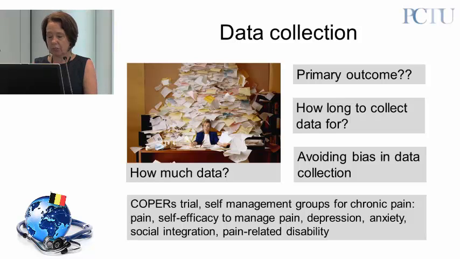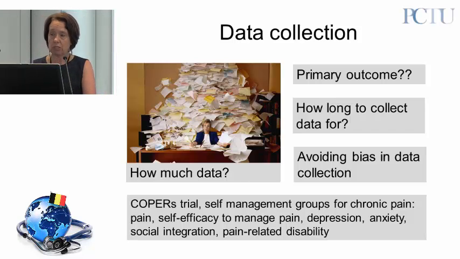So the actual intervention was designed to help people with their self-efficacy to manage pain. In other words, to help them to be more confident about managing their pain. That's what the intervention was designed to do. And we knew when we started the trial that if you help people to be more confident about managing their pain, then that will also affect other outcomes. So we were hoping there would be other outcomes that might be affected.